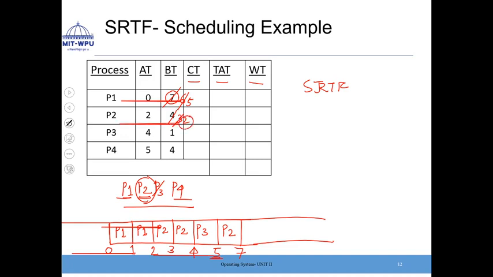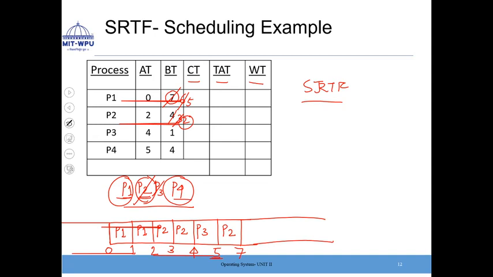It's 2 units of time and it will run for its completion. Now P2 has completed its task, so it will come out of the system. So how many processes have left? Only 2 processes have left, that is P1 and P4. As per our policy, again we are going to compare the burst time of P1 and the burst time of P4.